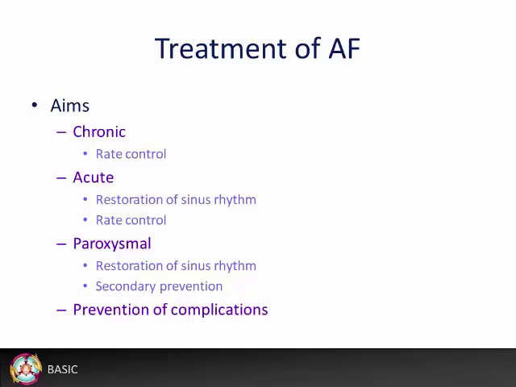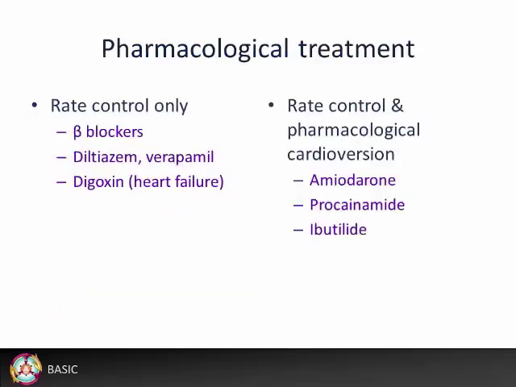The treatment aims for atrial fibrillation depend on whether it is chronic, in which case the aim is rate control, acute, in which case we aim for both restoration of sinus rhythm and rate control, or paroxysmal, in which case we want to restore sinus rhythm and prevent a recurrence of AF. In all cases, we also aim to prevent complications. Drugs which will control the rate only include beta blockers, diltiazem, and verapamil, and in some cases digoxin. Note that digoxin is of limited use in critically ill patients, except those with AF associated with heart failure.